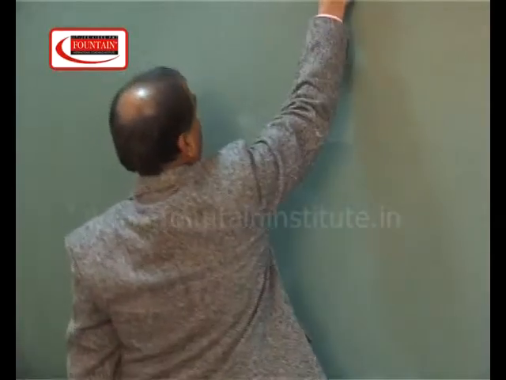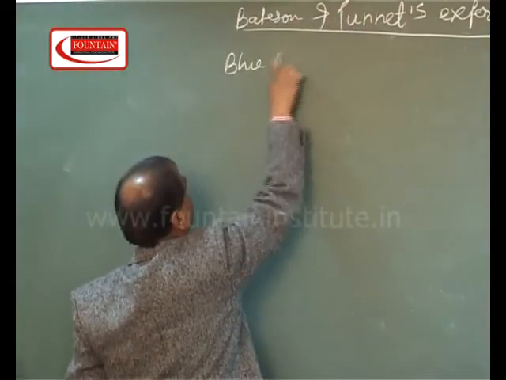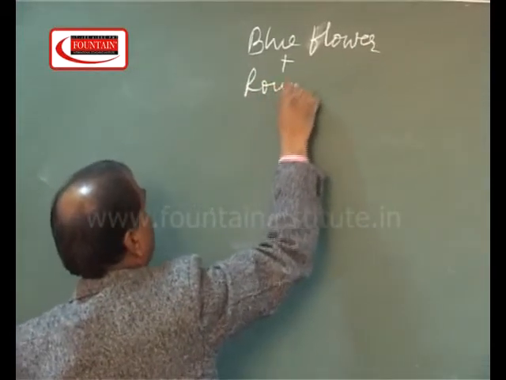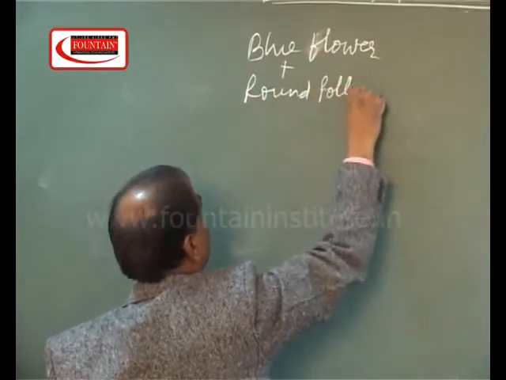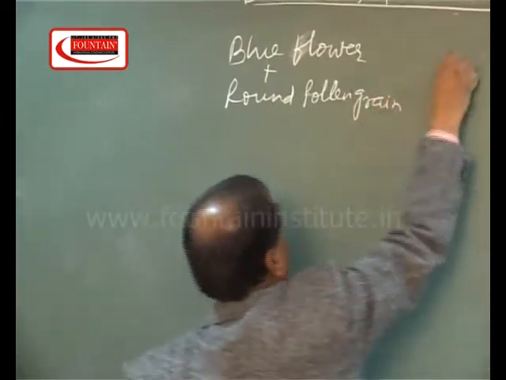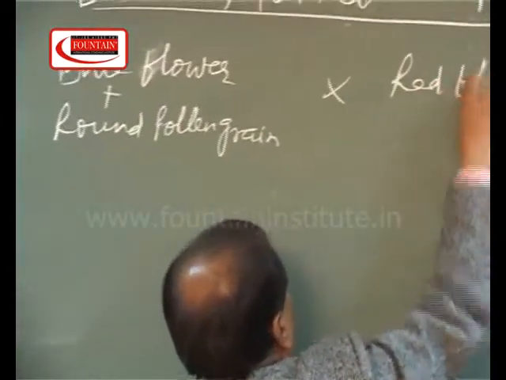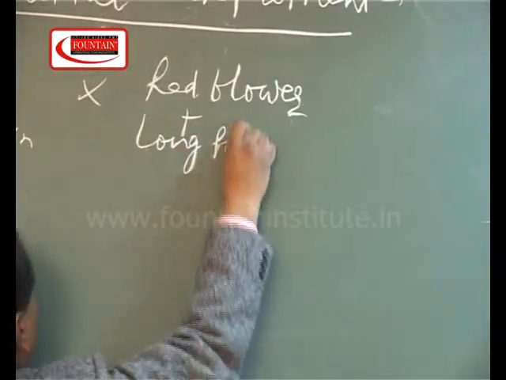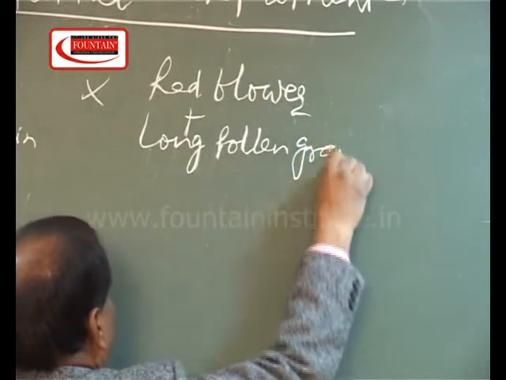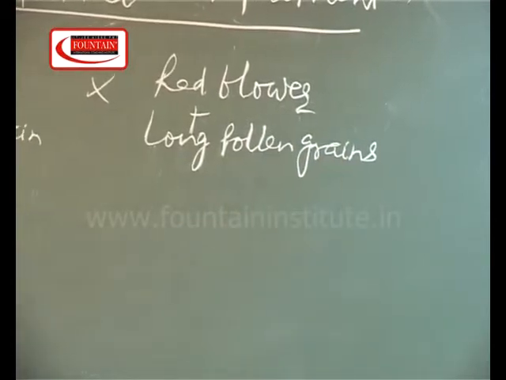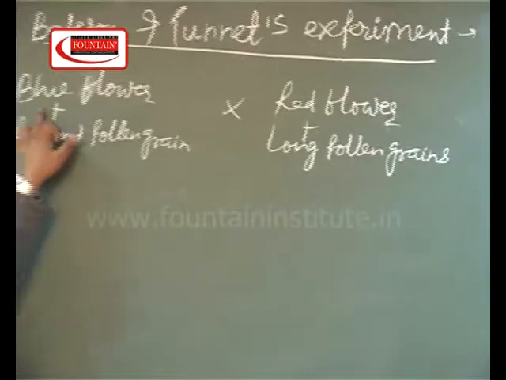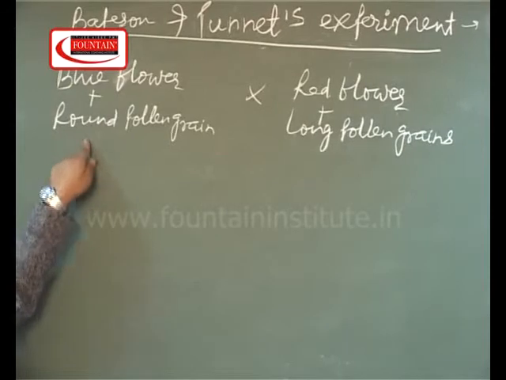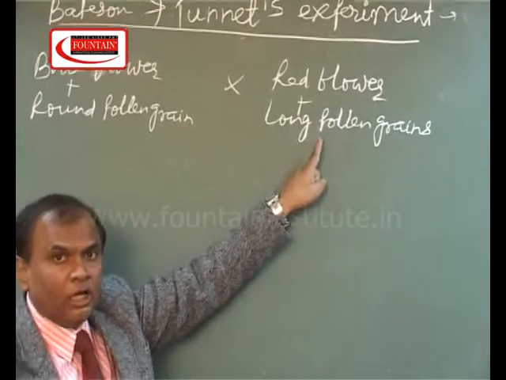In the second experiment, they selected blue flower with round pollen grains and red flower with long pollen grains. In the previous case, we have already seen that the character of blue flower is dominant over the red flower, whereas the character of round pollen grain is recessive to the long pollen grains.